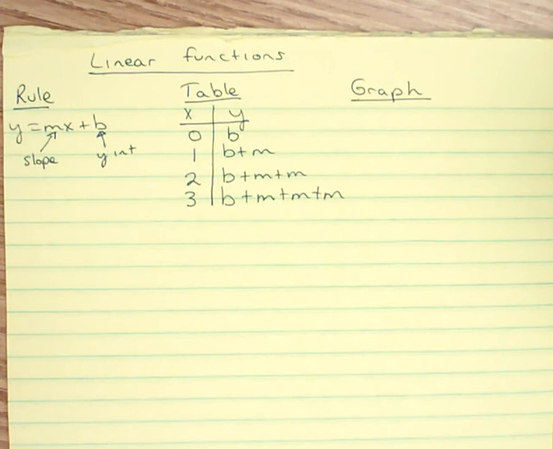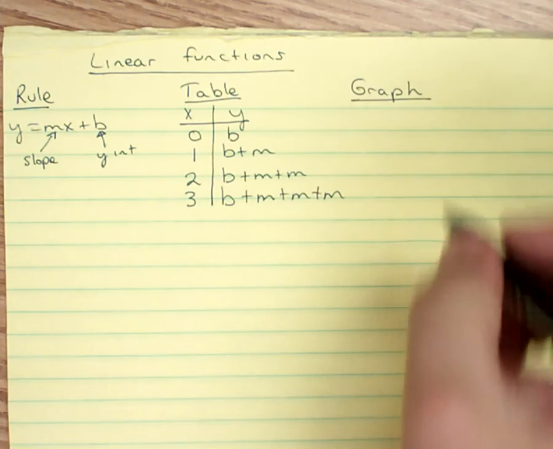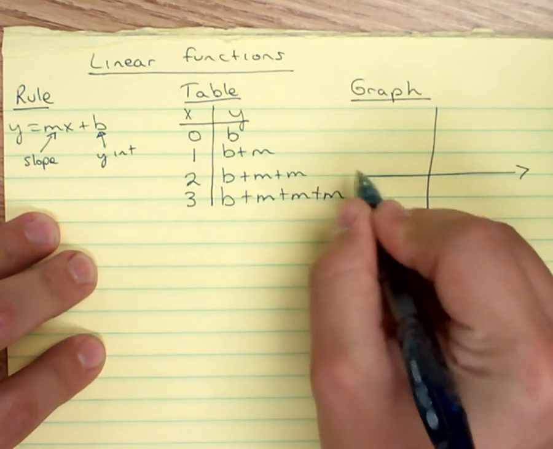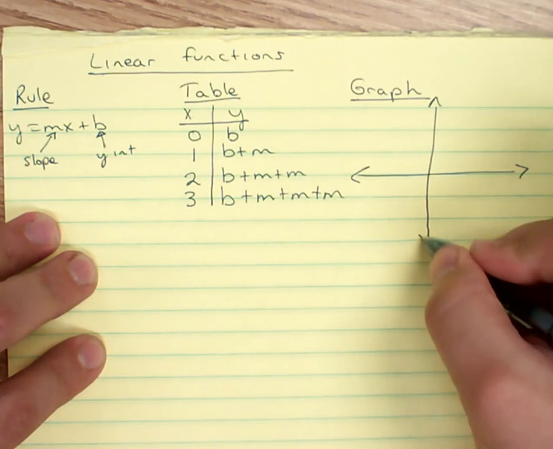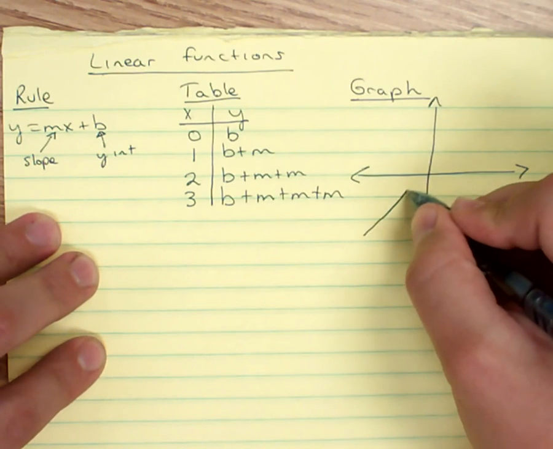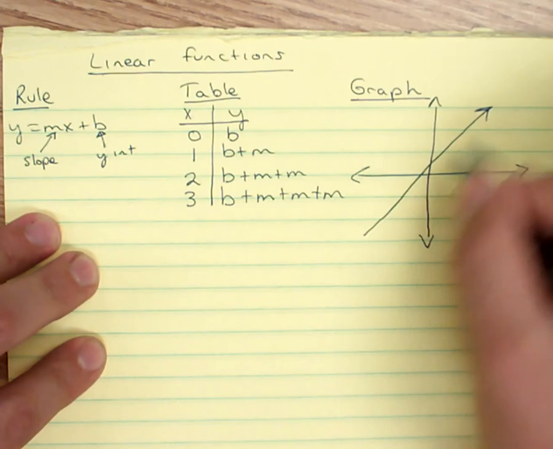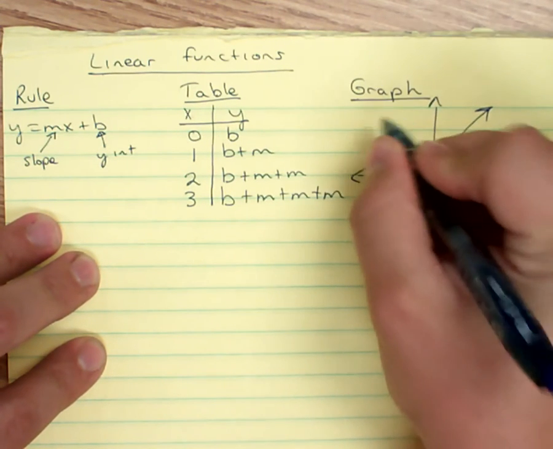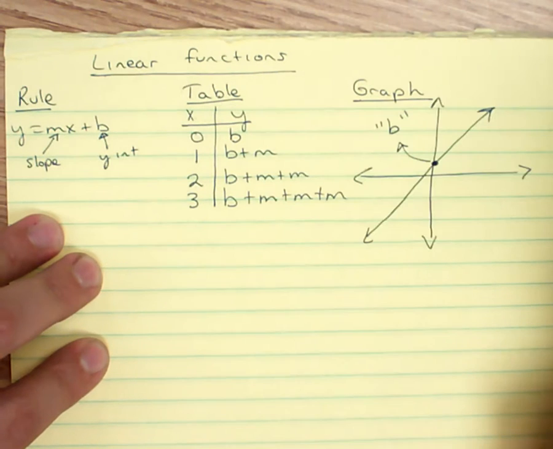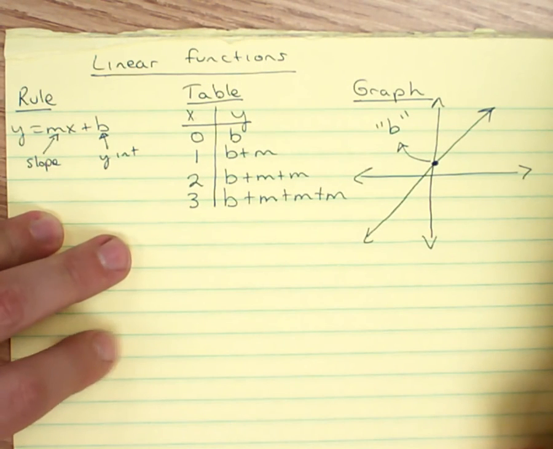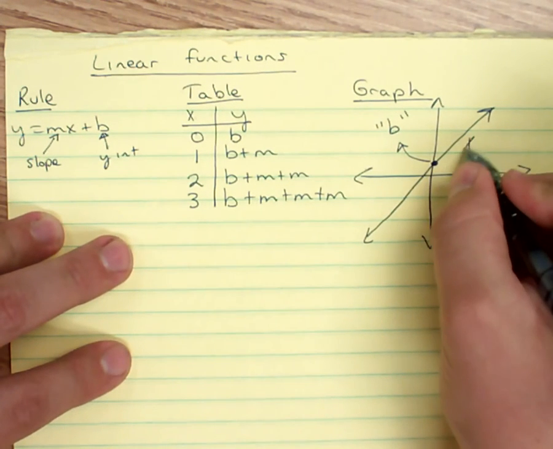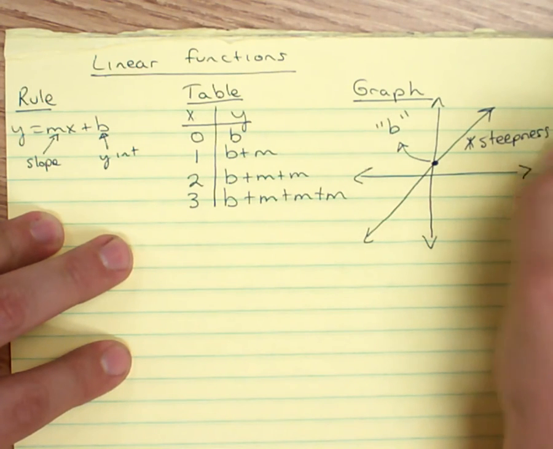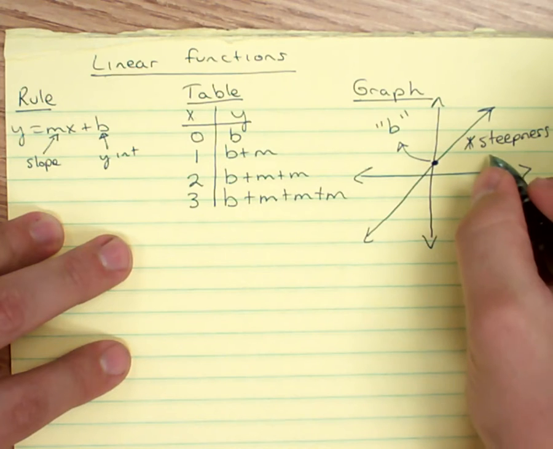Okay. So now, on the graph, we can identify our y-intercept, our b, and then this graph's steepness is determined by the slope.